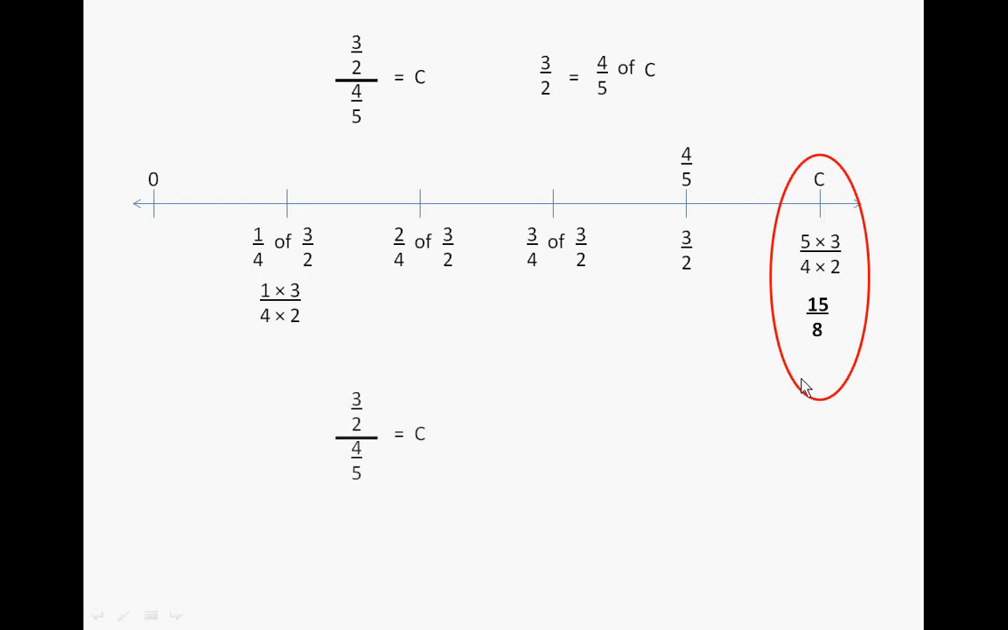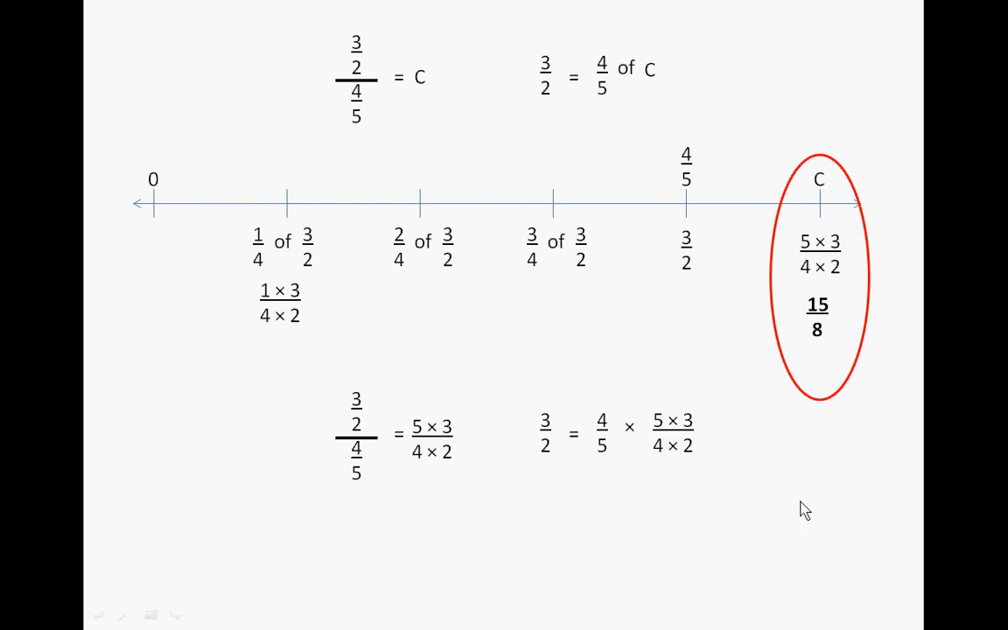All right, so let's prove that. Let's make sure that this works. Let's start with the original problem. Remember, C is the same as 5 times 3 over 4 times 2, or 5/4 of 3/2. Let's check and see if we end up getting back to 3/2. So we're going to replace the C with 5 over 4 times 3 over 2.